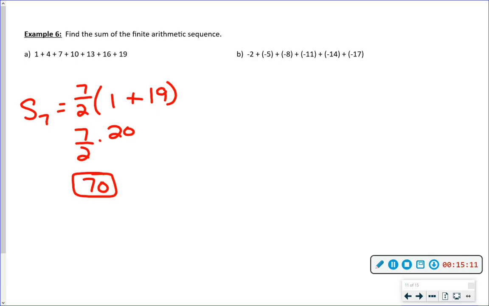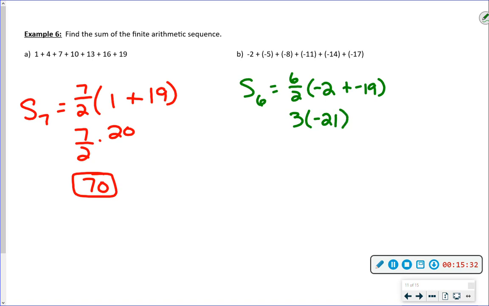Same thing on this one. I feel like I could just add those up pretty quick on the home screen of my calculator, but if I'm going to use my formula, there's 1, 2, 3, 4, 5, 6 of them. 6 over 2. First term's -2, last term's -17, sorry, 17. I miswrote that. I was looking at the last one. I made 17 because it's one of my favorite prime numbers. So I'm going to have 3 times -19 for a grand total of -57.